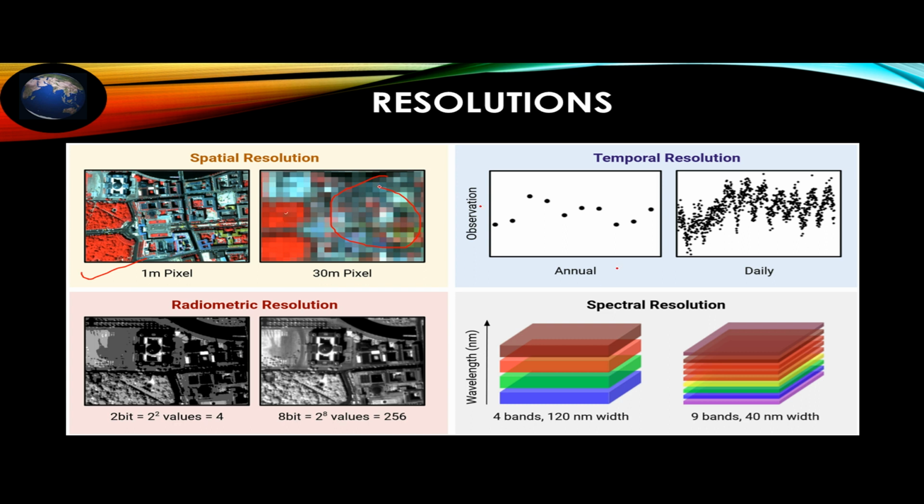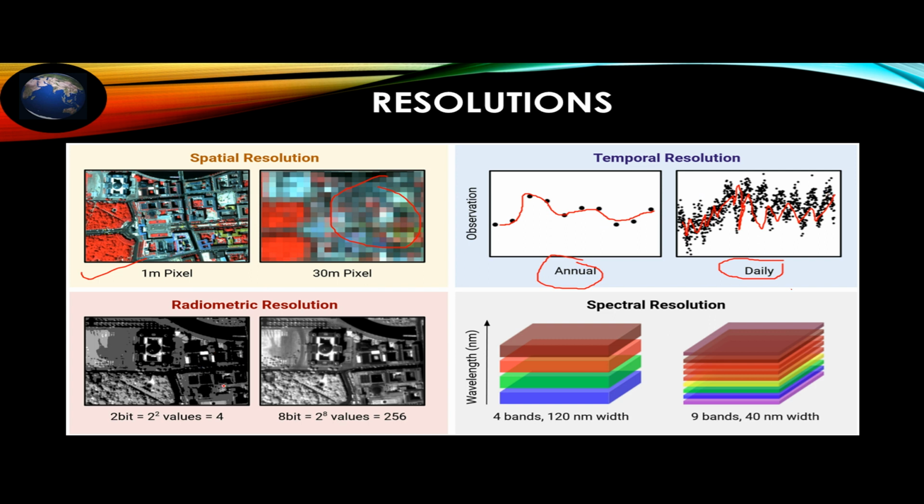Temporal resolution means the time when you are getting the data sets. What is the frequency of the data sets? What are the cycles in which observations have been taken? In one case very sparse, annual observations have been taken. And in the other, very frequent data have been taken. That's why it has a good amount of data.